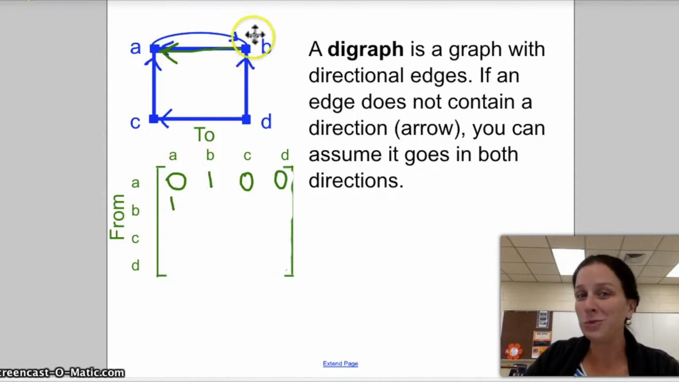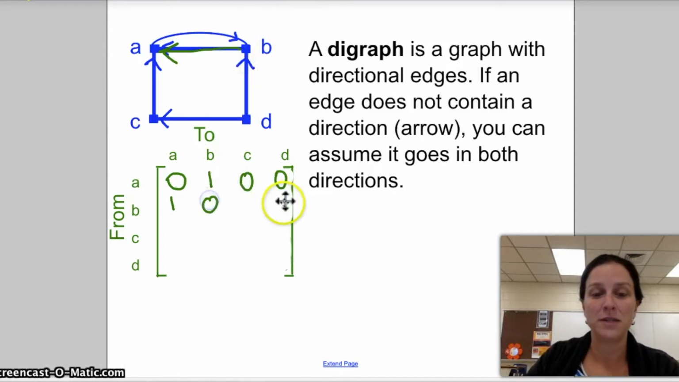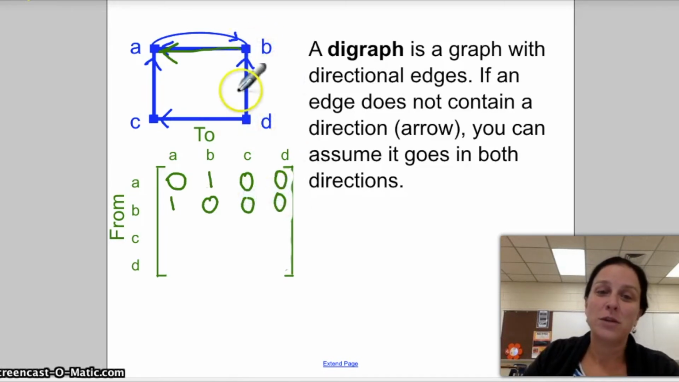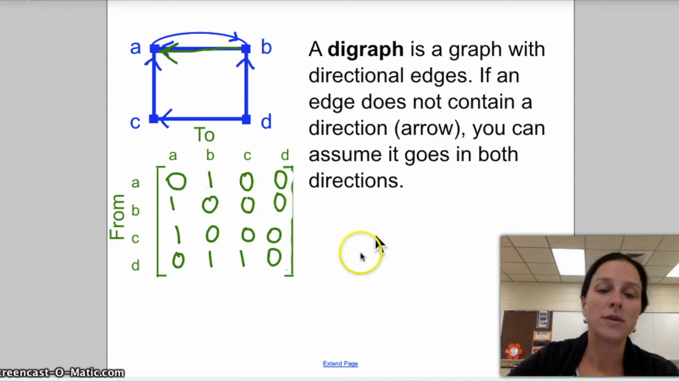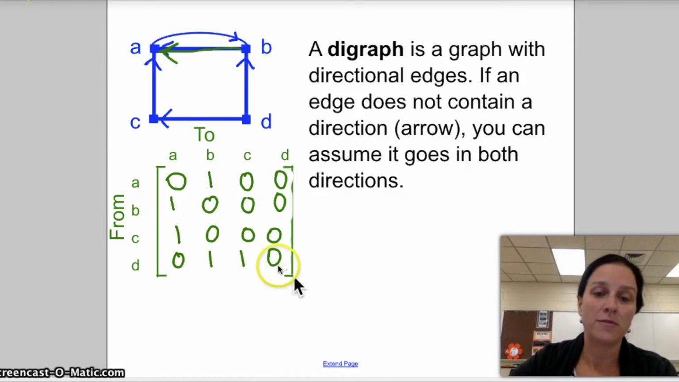B doesn't have a loop, so we'll put a 0 here from B to B. There's no edge directing us to C. There's no edge directing us to D either, even though it looks like, and in the last graph we had that edge, but notice the direction. We can't go from B to D. So I've just filled in the rest of the elements in this matrix. Now notice this one does not have symmetry, and that's fairly normal for a digraph, since these edges do have a direction or arrow.